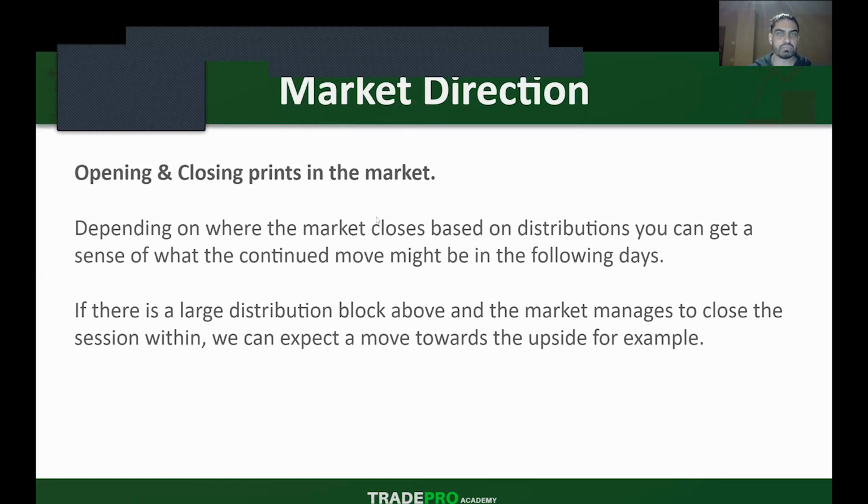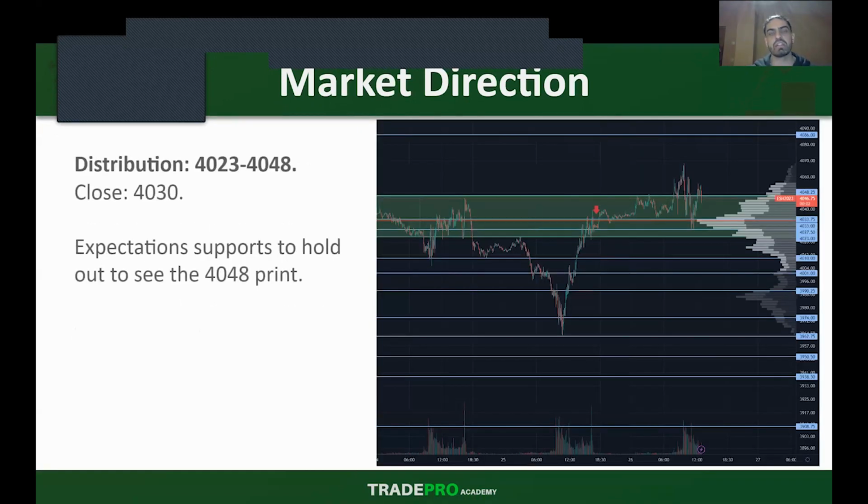So let's take a look at this. We have a distribution to the upside, right? This is an example from a bit ago. Our distribution starts at 4,023, right? And that's the start. The top of it is 40.48. So the green box is our major distribution. That's the start and that's the end. Prices close at 40.30, meaning that our opening print for the next trading session is going to be around 40.30.